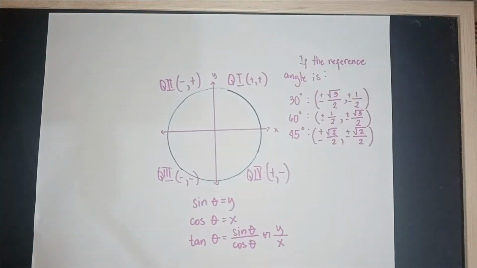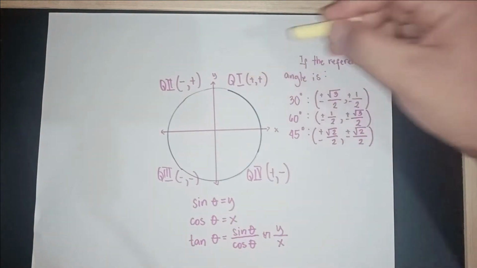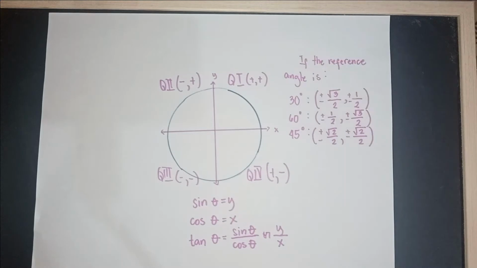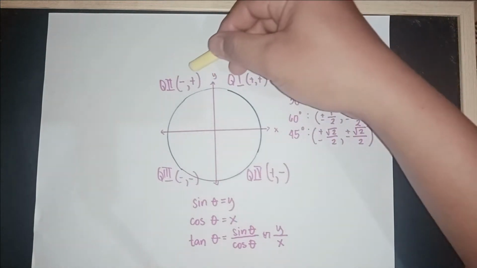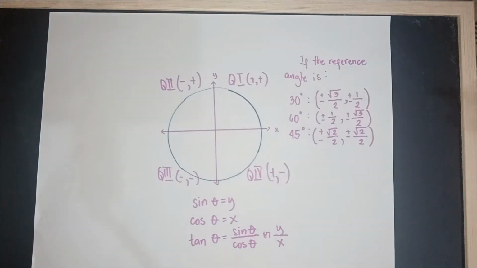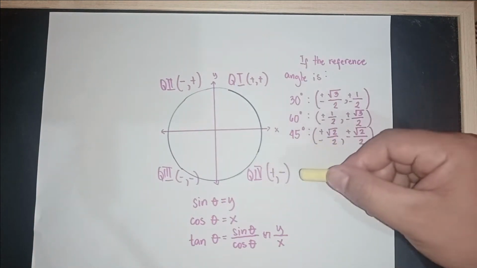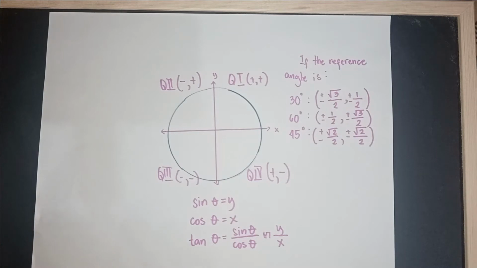Sa quadrant 1, so yung x-coordinate natin is positive at yung y-coordinate natin is also positive. Sa quadrant 2, yung x-coordinate is negative and yung y-coordinate is positive. Sa quadrant 3, both y and x coordinates are negative. Sa quadrant 4, so yung x coordinate is positive and yung y coordinate is negative.